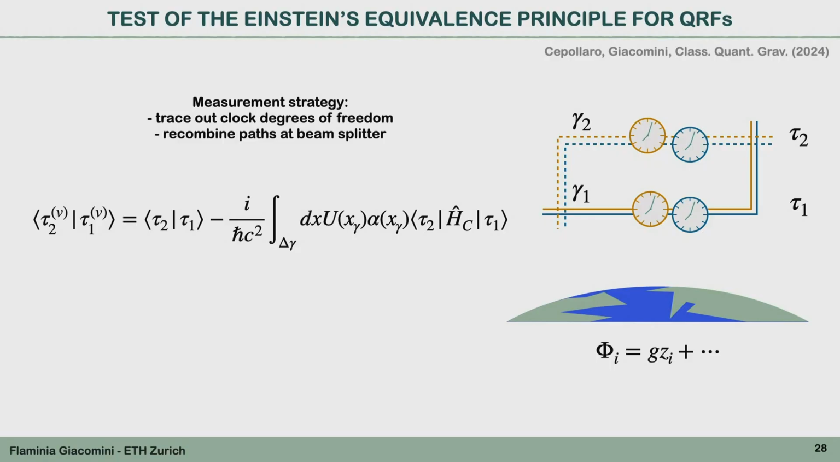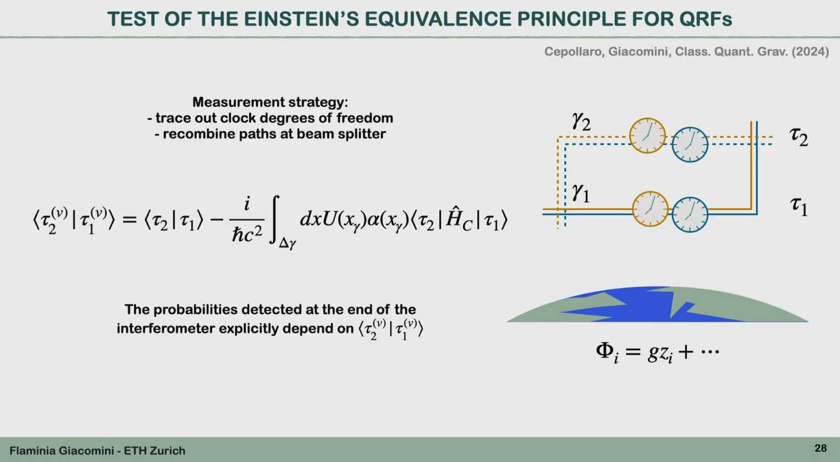And then what you find at the end is that the scalar product that, remember, was important for the visibility of the clocks at the end of the interferometer, the scalar product between clock 1 and clock 2, is what you would have if the quantum generalization of the Einstein equivalence principle was valid, plus a term that explicitly depends on the violation operator of the clock that we defined.